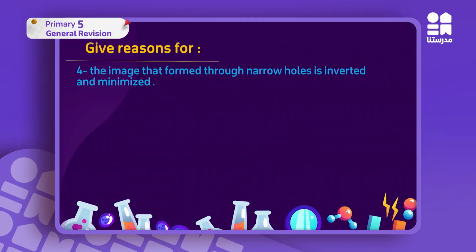Next question. The image formed through narrow holes is inverted and minimized. Why is it inverted and minimized? Because of the traveling of light in a straight line.